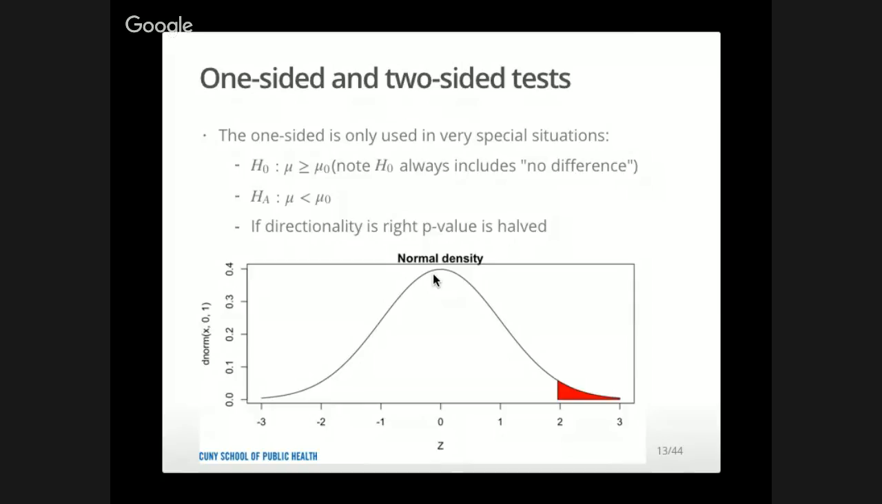This is a very common misunderstanding. You have to think about what you expect under the null hypothesis. In this case, we don't expect under the null hypothesis for the drug to be harmful. It's only under very special circumstances that you would use a one-sided test.